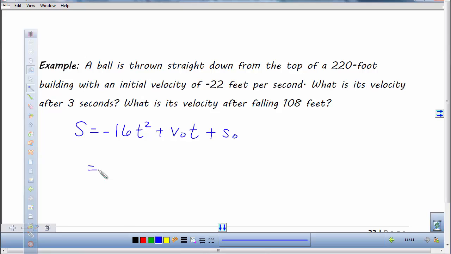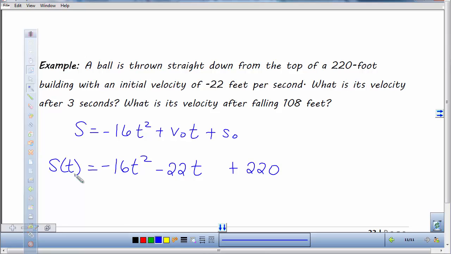And so now I can get a little more specific with this. It tells me that the ball is thrown from the top of a 220-foot building. So 220 feet is going to be what? S naught, my initial position. So I got negative 16 t squared plus 220, and then I have an initial velocity of negative 22 feet per second. So this is going to be what? Very good. So this is now my position function for this scenario.